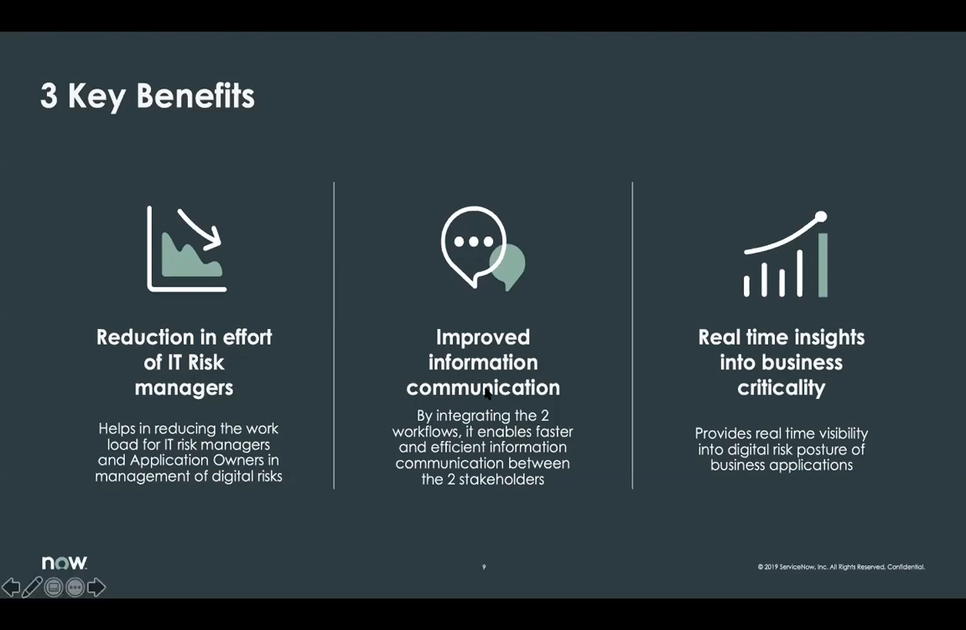Second is improved information communication. Currently, there is a whole lot of offline communication over Slack, over email, and so on. But now we are putting all of that into the system and driving an automatic process end to end. So this significantly reduces the amount of offline communication that happens.